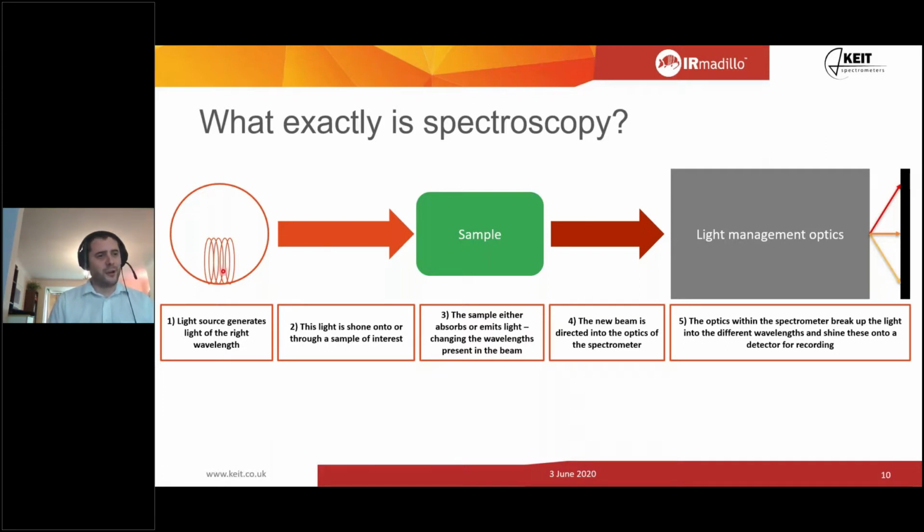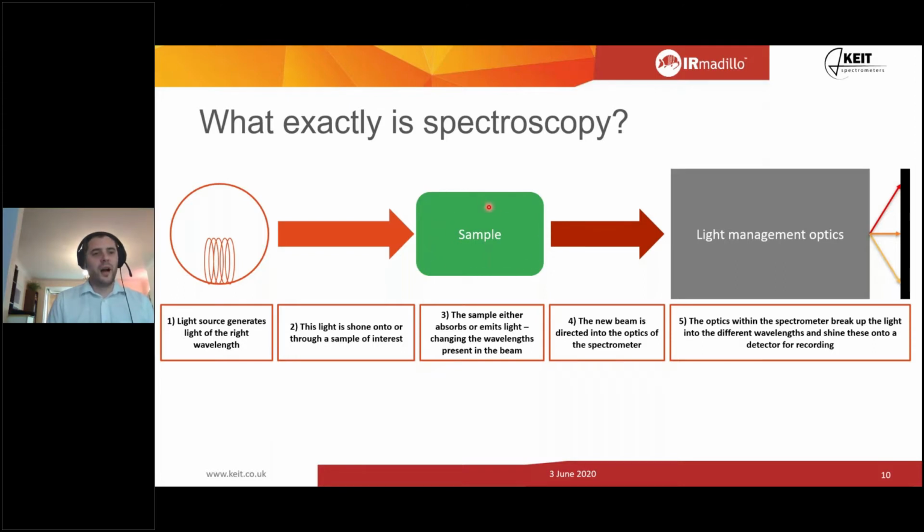This is my badly drawn light bulb that generates a light source. So this is our light source. It generates light of the wavelength we need for spectroscopy. And we can use any type of wavelength, and I go into that on the next slide. But we have to generate our light in some way. This light is then shone through the sample of interest. So we have to get the light from the bulb to the sample somehow.